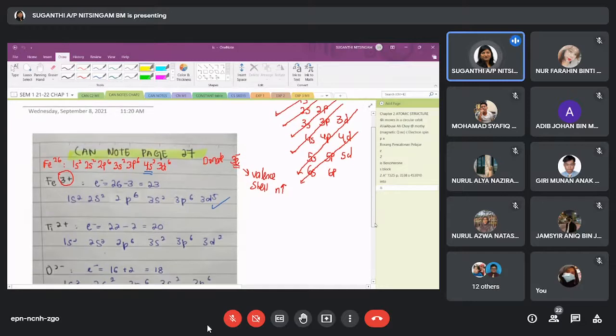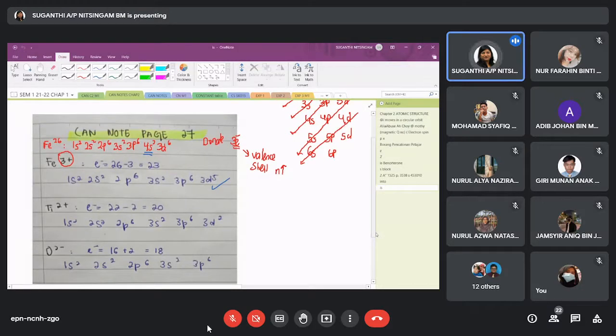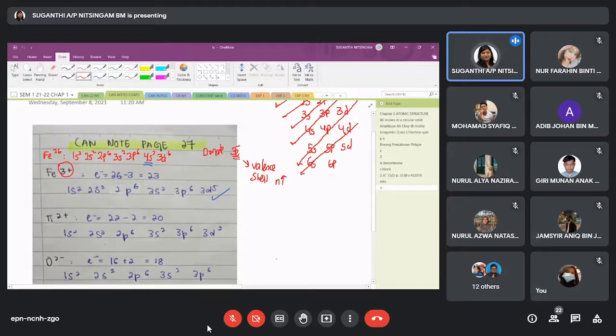Okay, titanium is 22. So he said donate 2, leaving 20. So for 20, he wrote 1S2, 2S2, 2P6, 3P6. Look, why is there 3D, Encik Jamshir? Suddenly. Where is the 3D? Is it right? The teacher just made it up, right? Cannot be, because this is not stable. How many? 10? 20, correct?